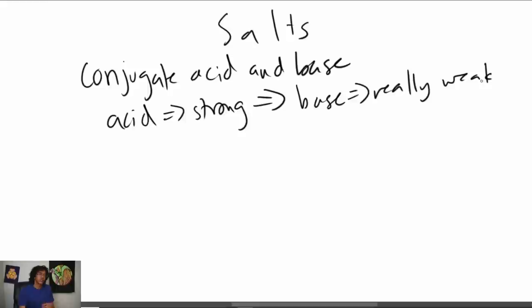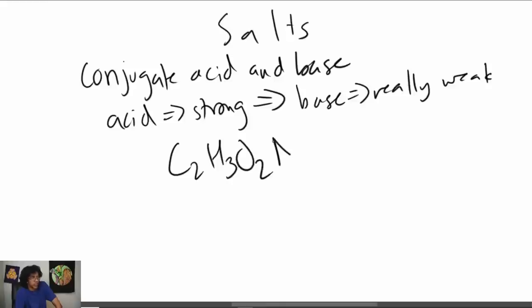So essentially, conjugate acids and bases are opposites of each other, right? So if the acid is kind of strong, then the base is really weak. If the conjugate base is kind of strong, then the acid is really weak. So take, for example, the salt NaC2H3O2. When you're trying to decide whether this is acidic or basic, what you want to do is first break it up into the ions and figure out what they come from, right? This is the acetate ion, and that comes from acetic acid, right?